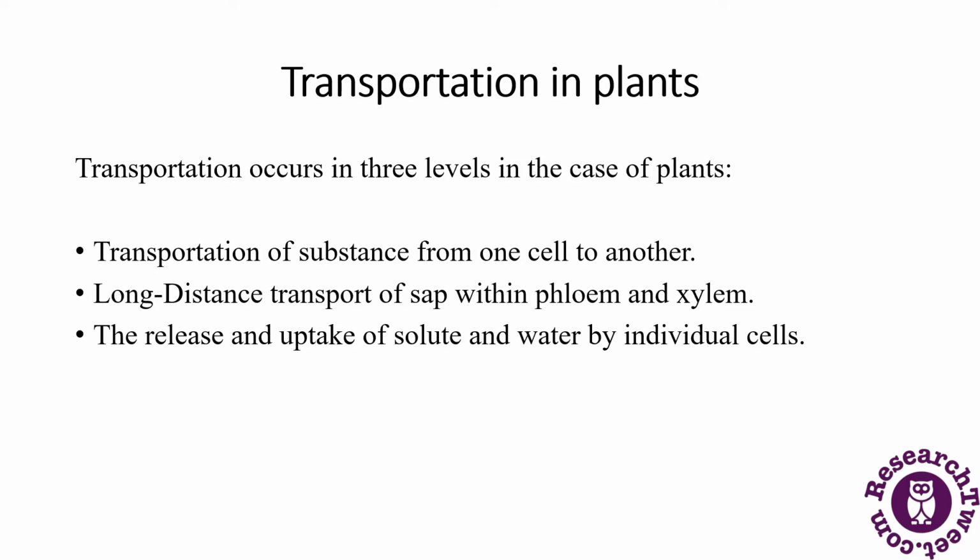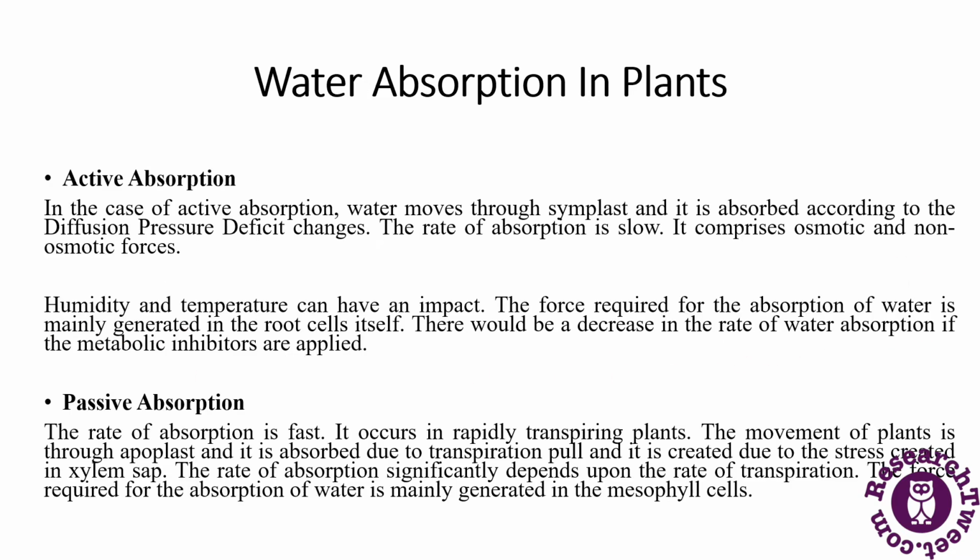So transportation in plants occurs at three levels. So what are the three levels? Transportation of substances from one cell to another. There is a long distance transport of sap within the xylem and phloem, so they are responsible for the water and nutrient transport. Then the release and uptake of solutes and water by the individual cells. So these are the three levels in which transportation in plants occurs.